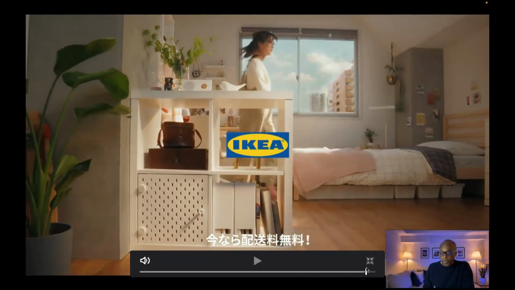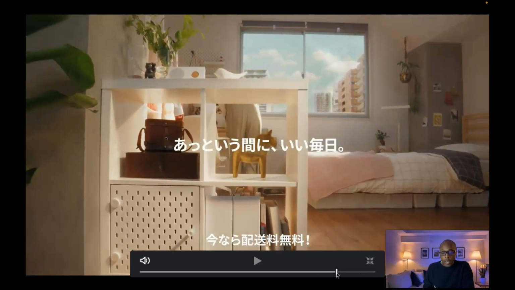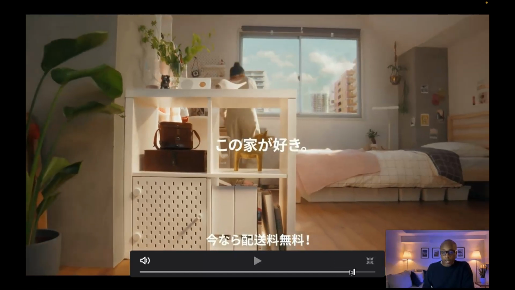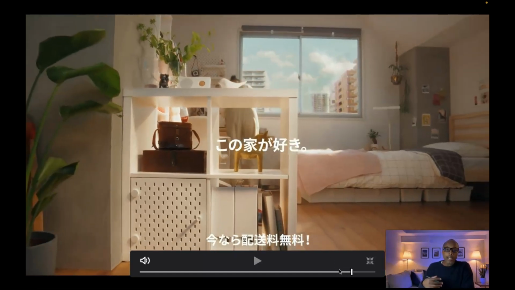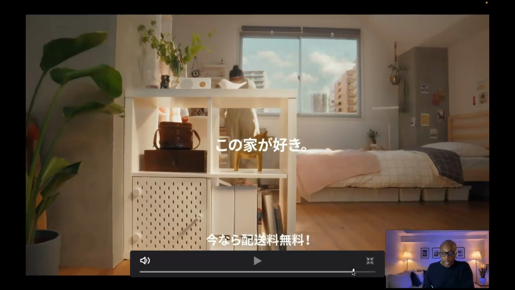And these two lines here at the end, meaning "in the blink of an eye, we can suddenly change our life. I like this home." Okay, so these two statements again are tied back to my earlier points at the beginning of the video about how IKEA succeeded in Japan on their second attempt.